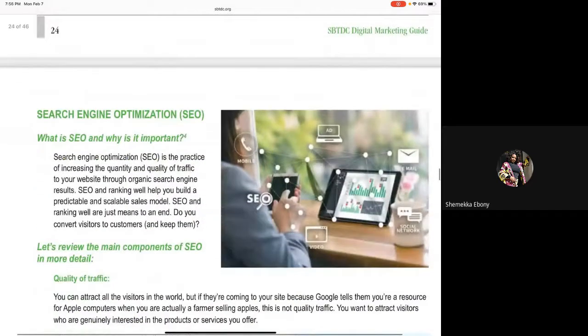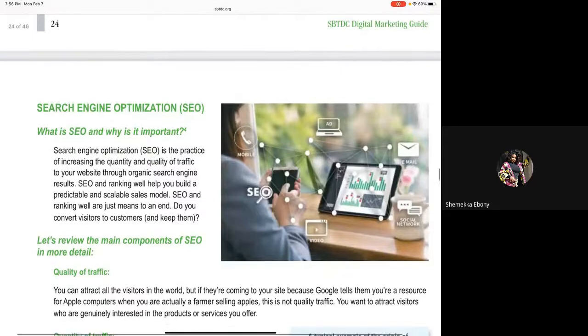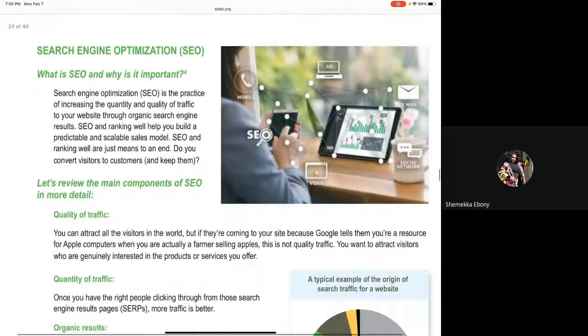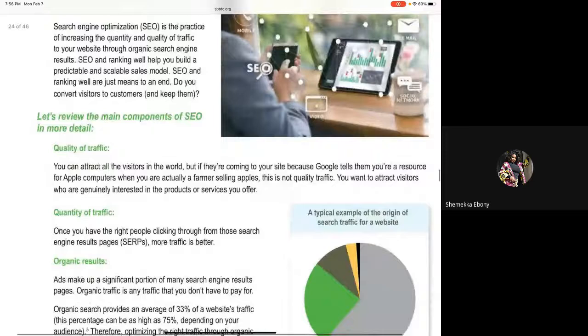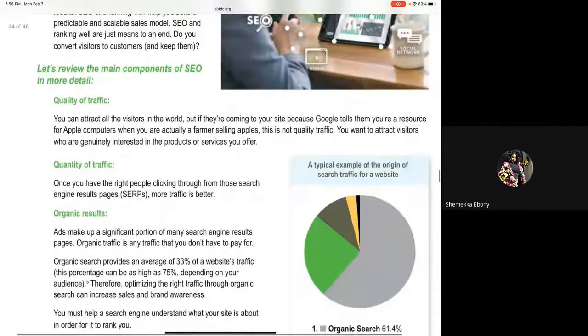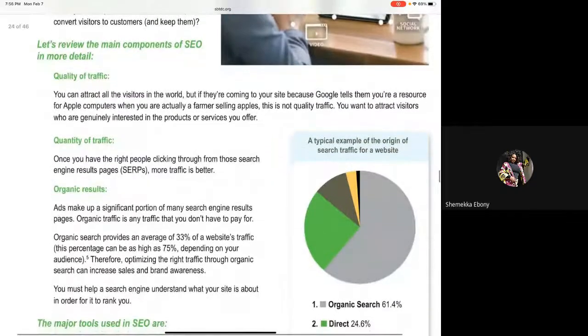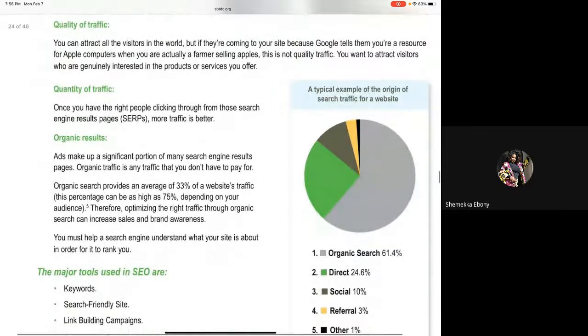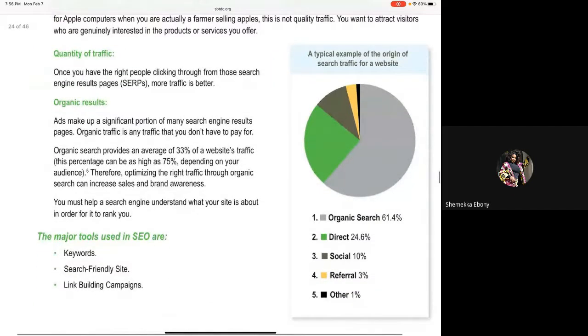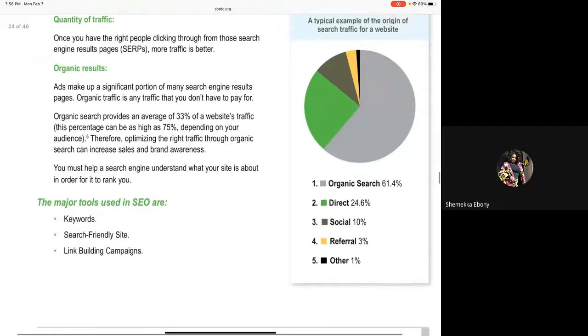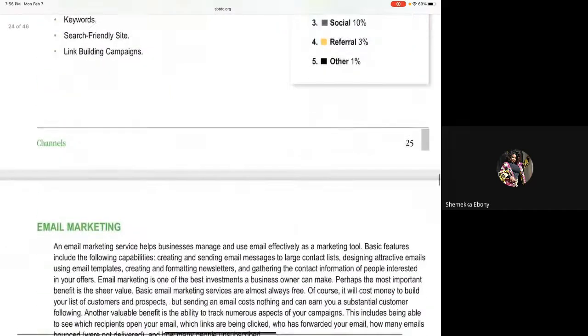This is a deeper dive into search engine optimization. We talked about it earlier. This is based on words, based on how quickly someone can find you, based on the keywords you're using and how you're connecting it to Google for their search engine optimization.